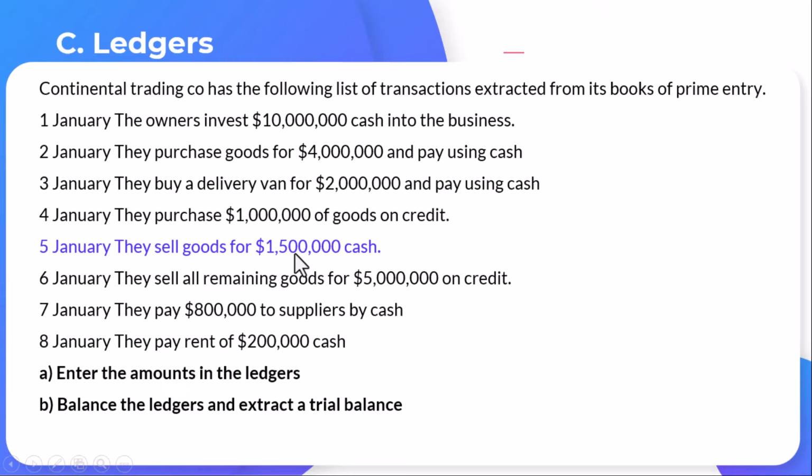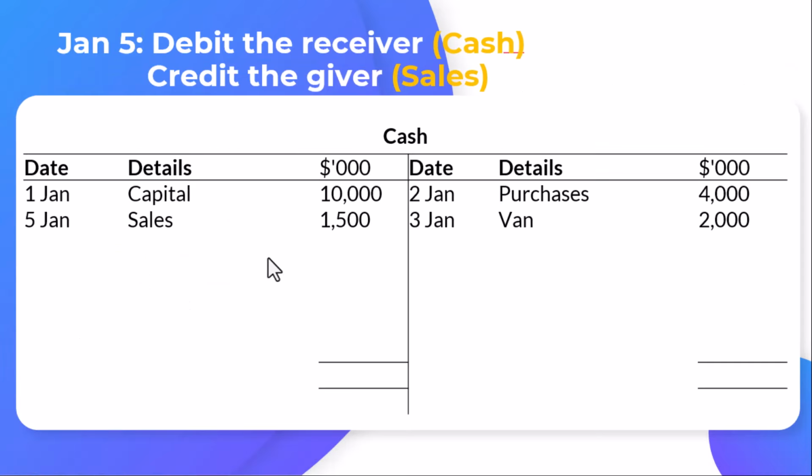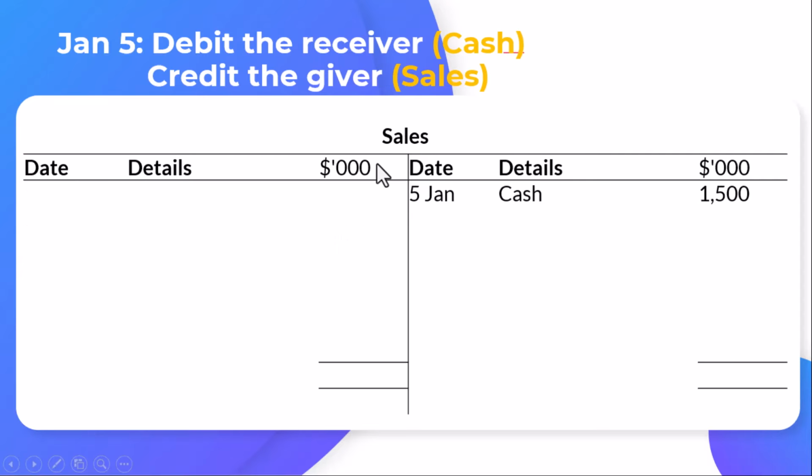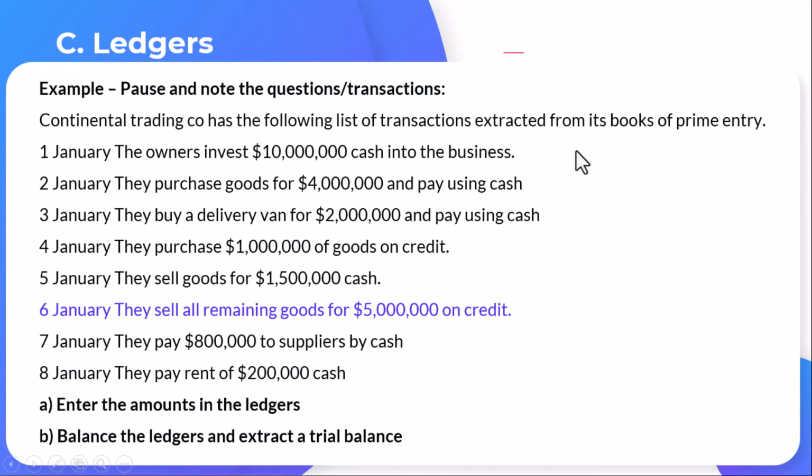Okay, on the 5th of January, we sell goods for 1.5 million kwacha cash. So this is a debit to cash and a credit to sales. Therefore, we go back to our cash account and enter 5th January, going to sales 1.5 million, showing that we've received cash due to sales of 1.5 million. And so we go on the sales account and we're going to enter a credit on 5th January for cash of 1.5. The next transaction is that we sell all remaining goods for 5 million on credit.